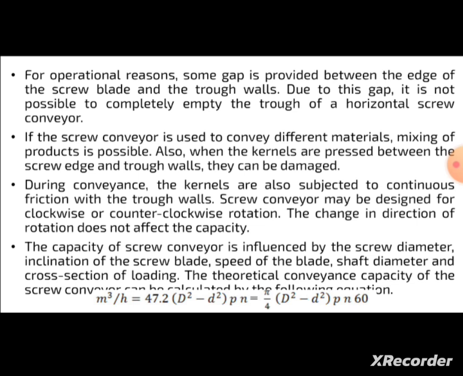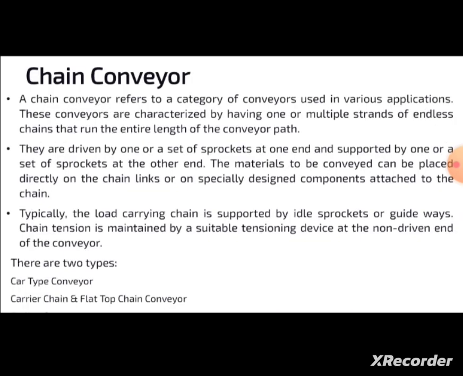To determine the conveyance capacity of the screw conveyor, the formula in this slide can be used. This formula contains the pitch, diameter of the shaft, diameter of the screw, and the rotation of the screw. So by means of this equation we can calculate the theoretical conveyance of the screw conveyor.